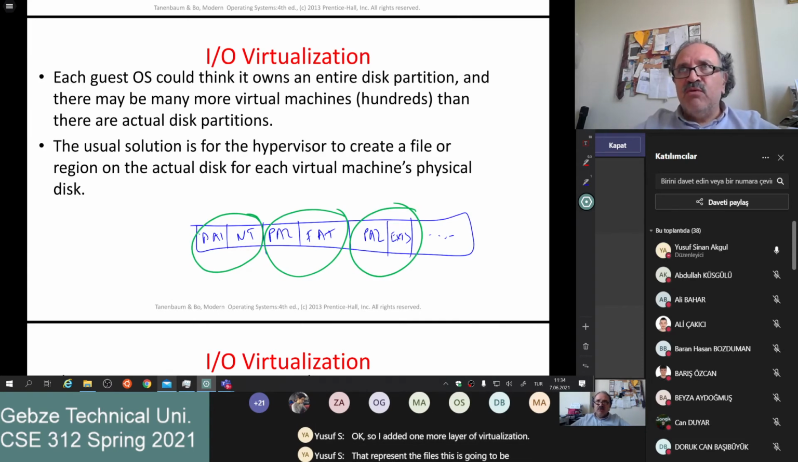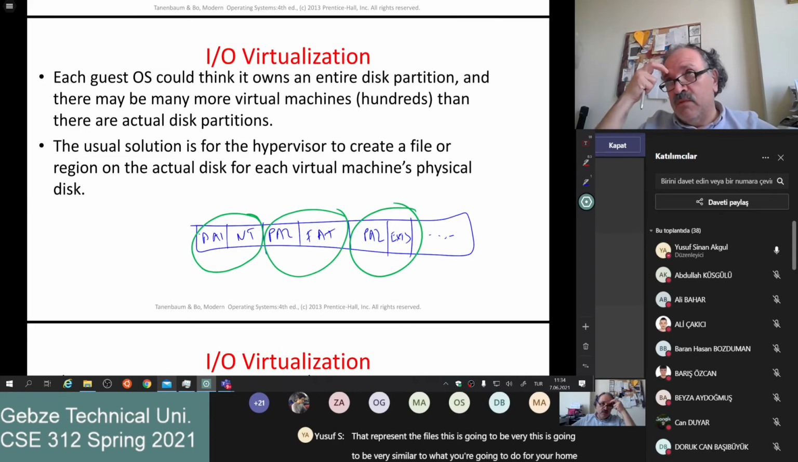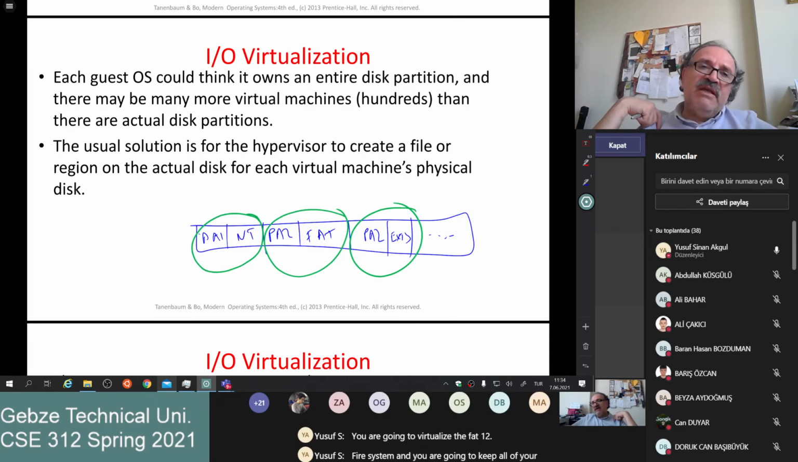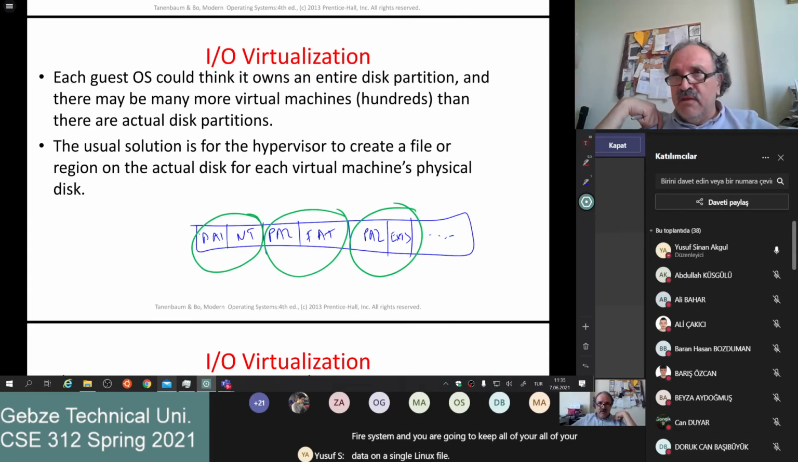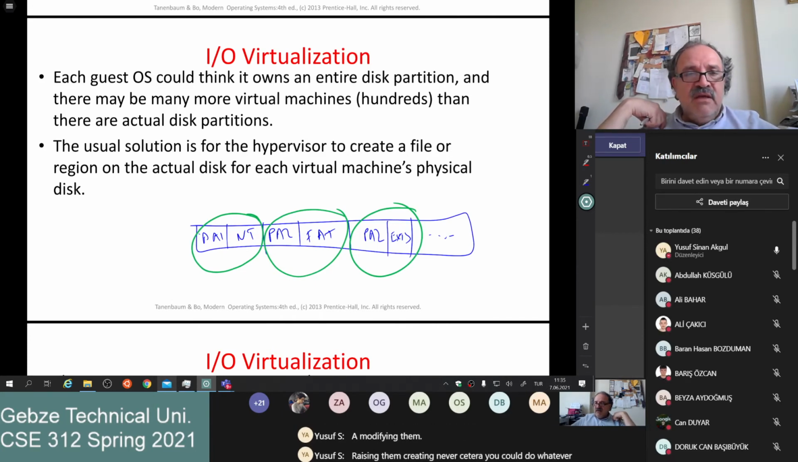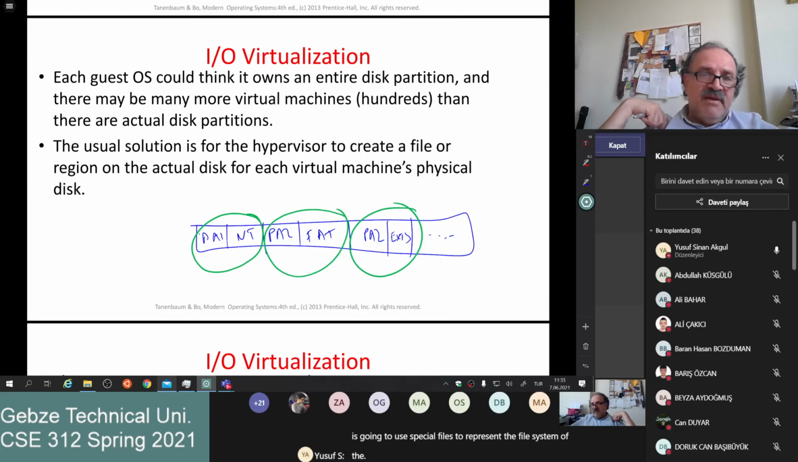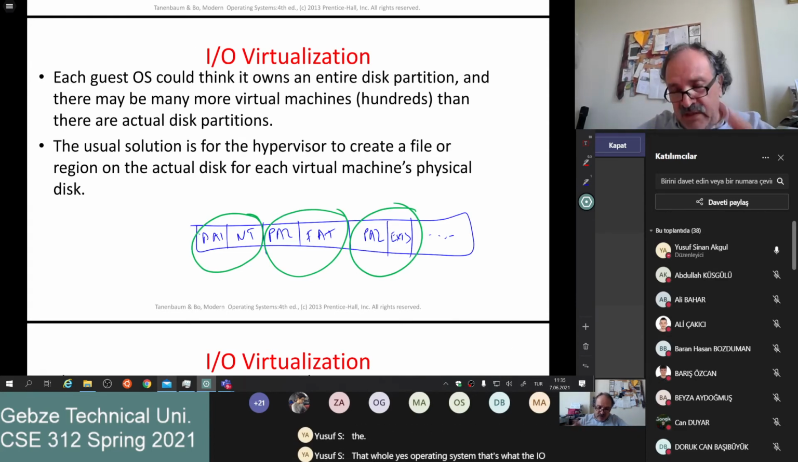This is going to be very similar to what you are going to do for your homework number 4, because in your homework number 4 you are going to virtualize the FAT12 file system, and you are going to keep all of your data on a single Linux file. So you could do anything you want with your new file system: adding files, deleting files, modifying them, erasing them, creating them, etc. You could do whatever you want, and it will be very similar to that. So the hypervisor is going to use special files to represent the file system of the whole guest operating system. That's what the I/O virtualization does for the disks.